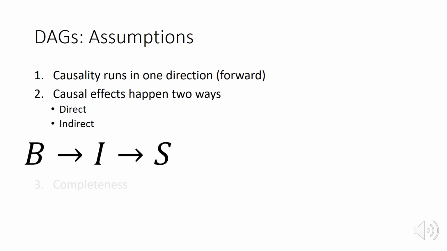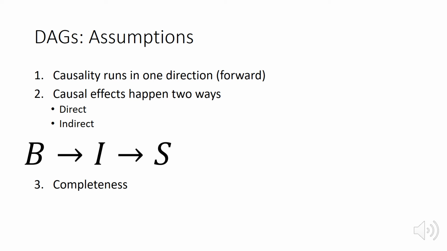All right. So we're building out these assumptions that make DAGs a good graphical representation of our causal model. Causality moving in one direction, a DAG is acyclic. Causal effects happening only in two ways, the direct effect and the indirect effect. And completeness. And what we mean by completeness is a DAG is meant to describe every causal relationship in that system.